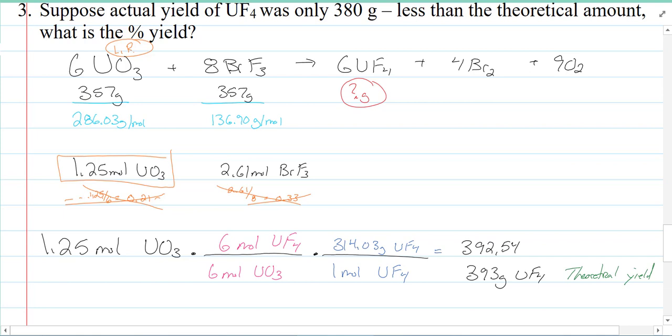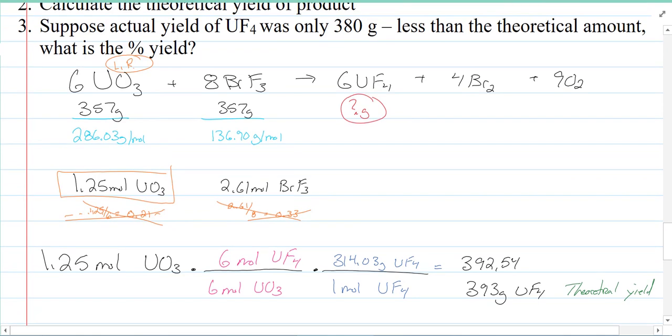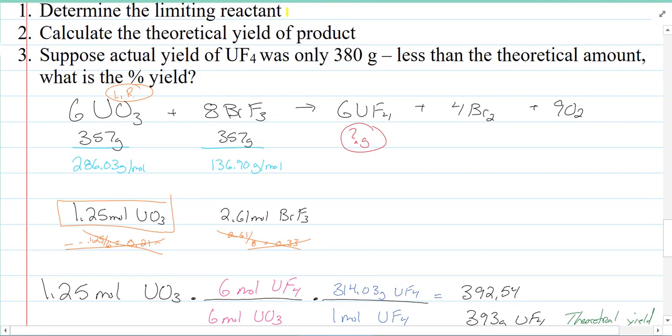And why is it my theoretical yield? Because we calculated it. So we got 1 done. Limiting reactant, check. That was UO3. Theoretical yield, 393 grams. Number 3, suppose the actual yield is 380. So I end up with 380 grams. That's what we actually got. Less than the theoretical amount. What's the percent yield?